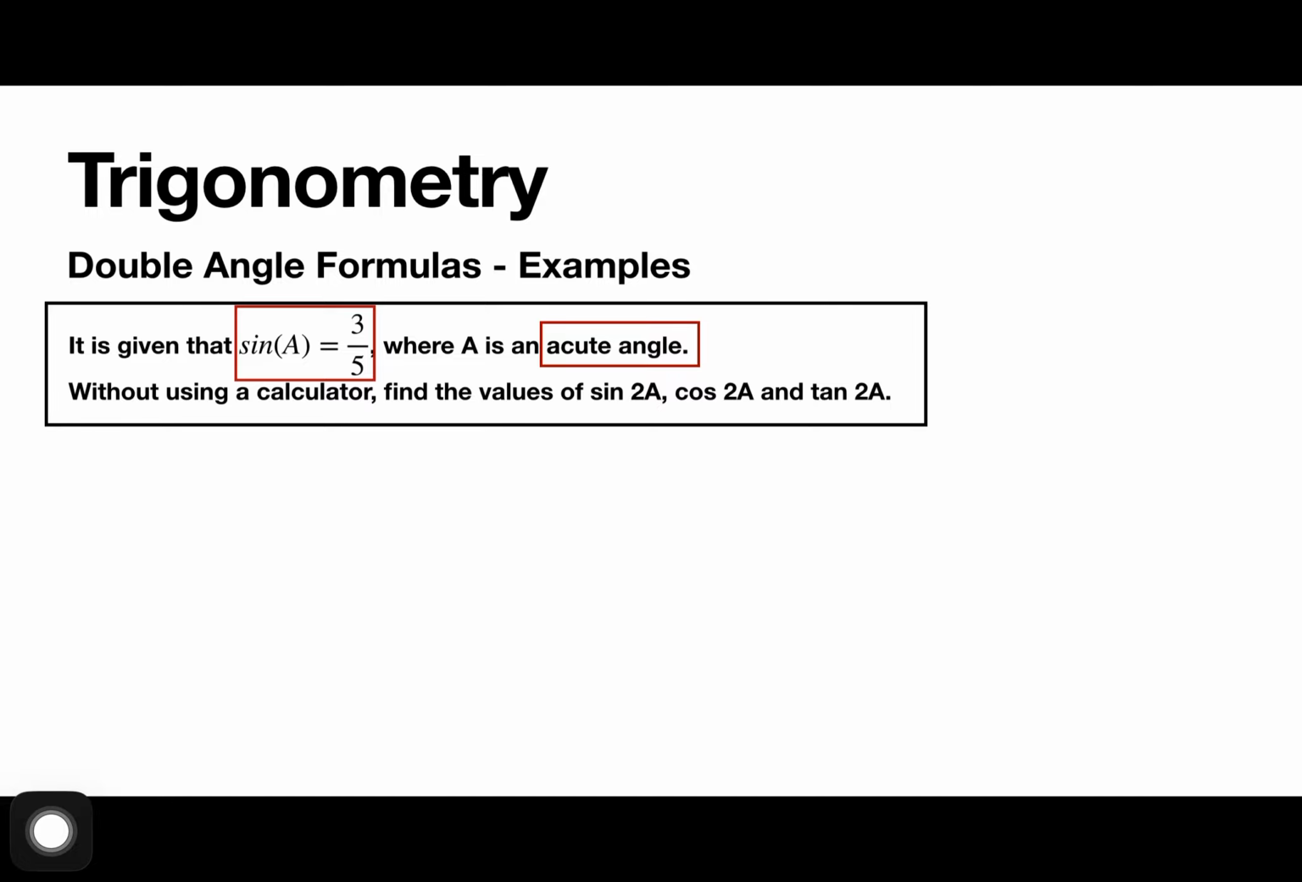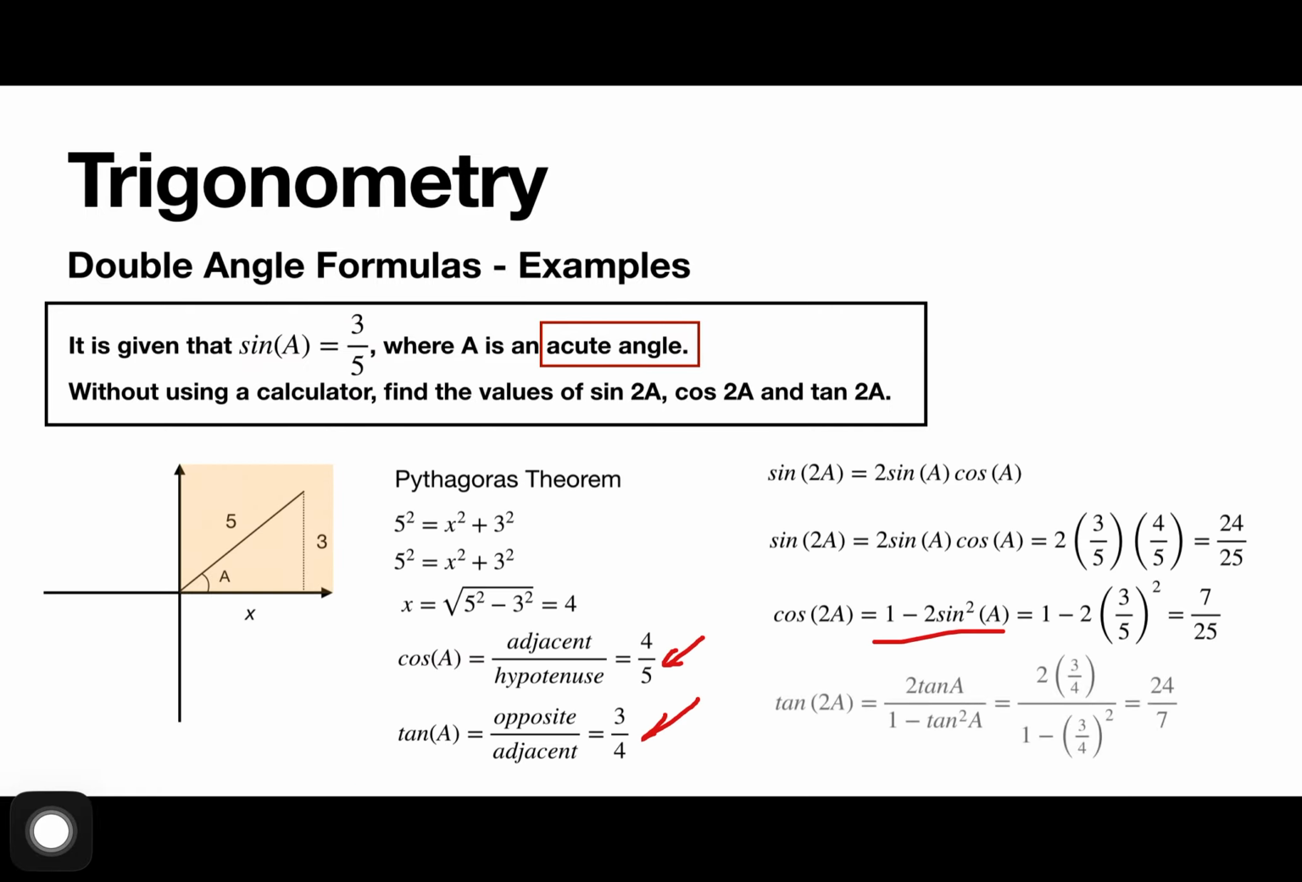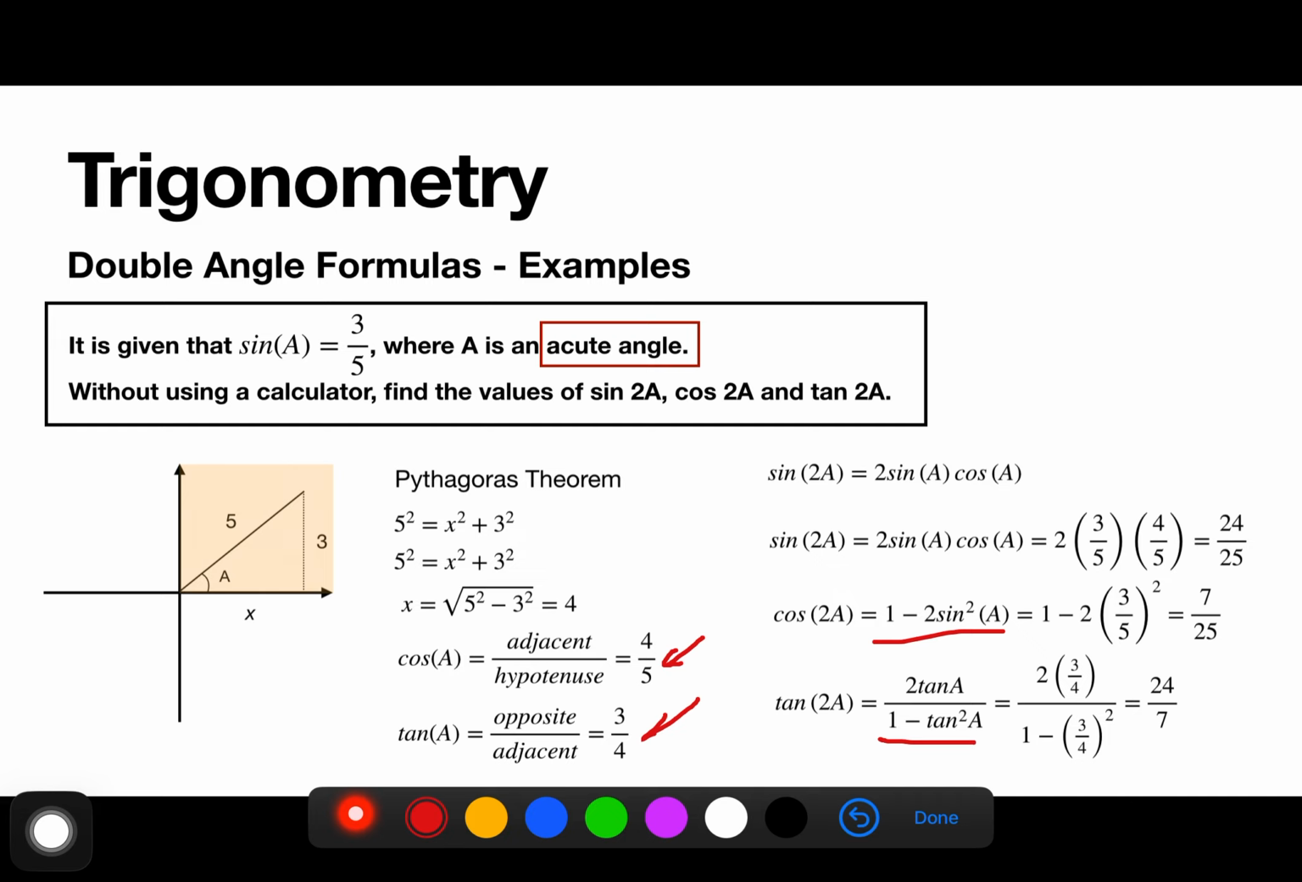Substitute the values of sine a and cosine a to find the value of sine 2a. For cosine 2a, we can use any of the three versions to calculate its value. We will use 1 minus 2 sine squared a to get 7 over 25. Tangent 2a can easily be calculated by using the tangent 2a formula.